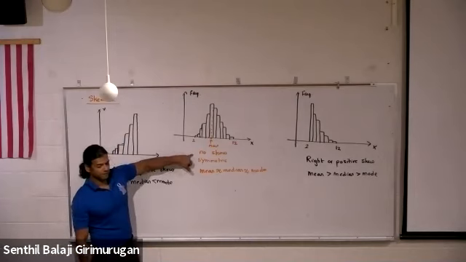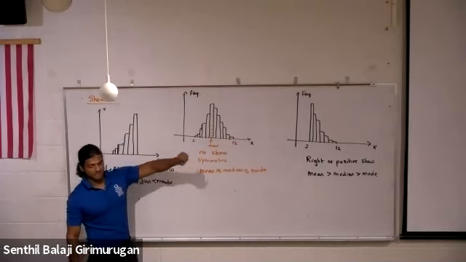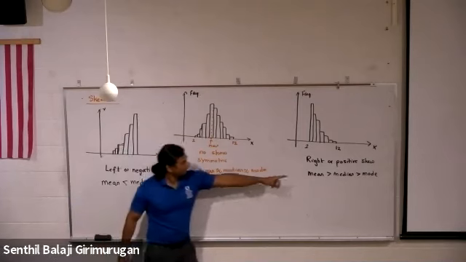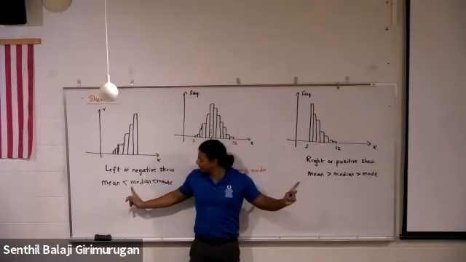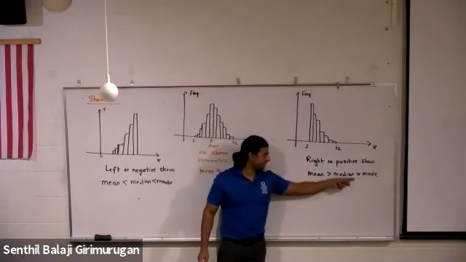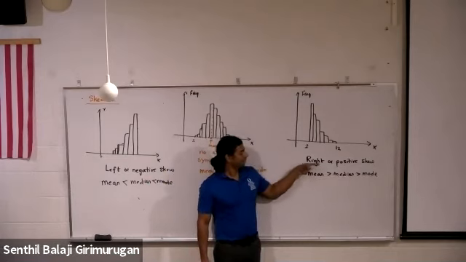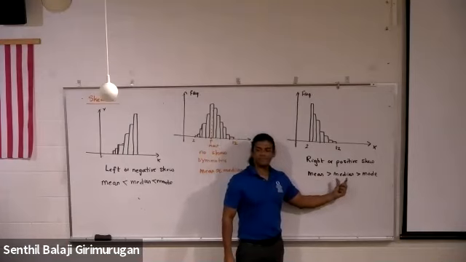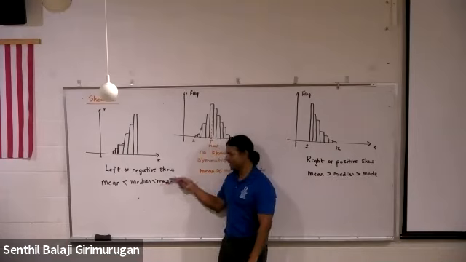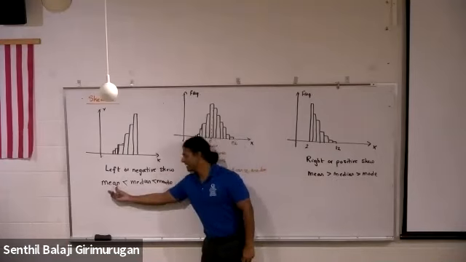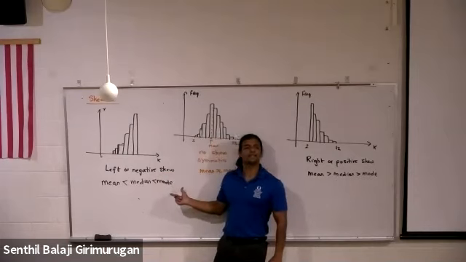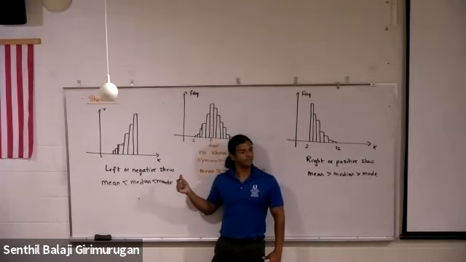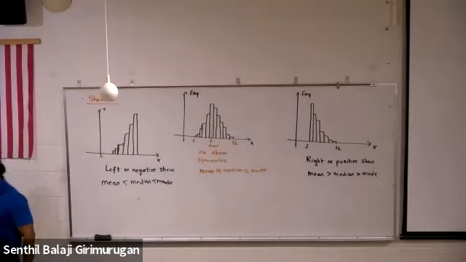So no skew, symmetric, mean, median, mode are the same. An easier way to remember for these two cases, look at the signs. It's pointing to the right, so for right skew, mean is bigger than median, which is bigger than mode. Pointing to the left means mean is less than median, less than mode. Good. Any questions here? Okay.